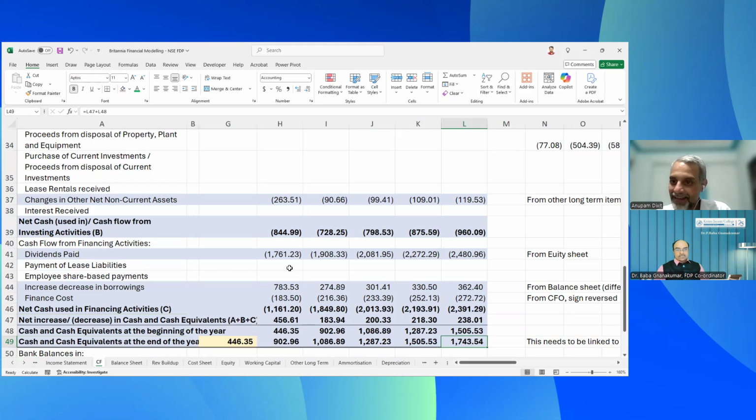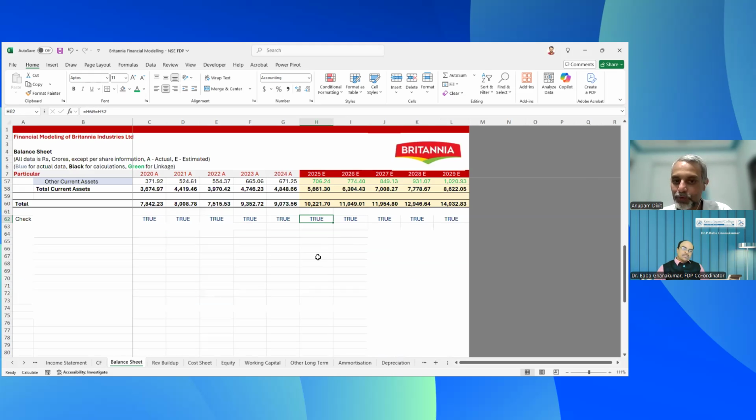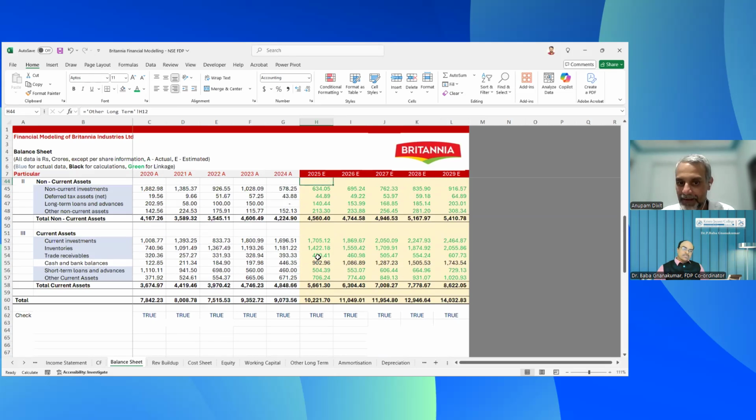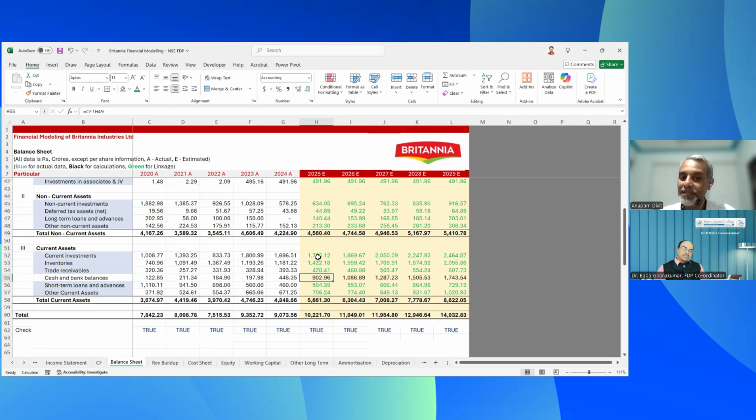This cash at the end is going to get linked back to the balance sheet here, right? This cash is now linked to this balance sheet. And the moment we do that, our balance sheet matches entirely, right? That's how we have created a financial model.